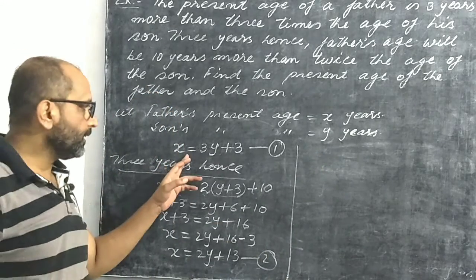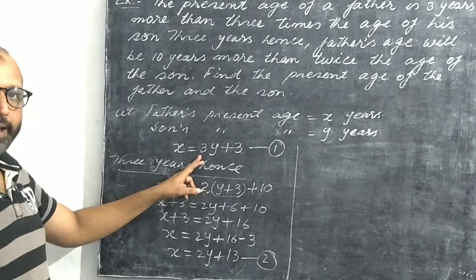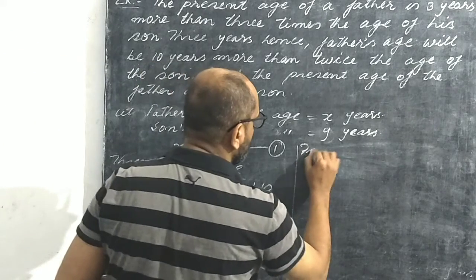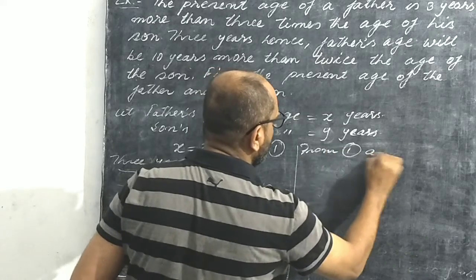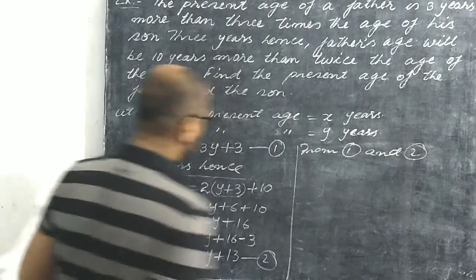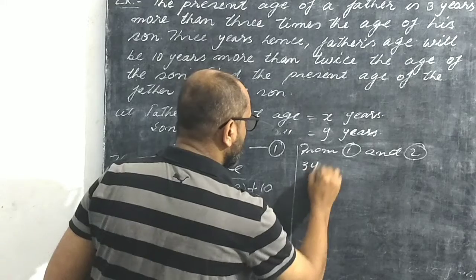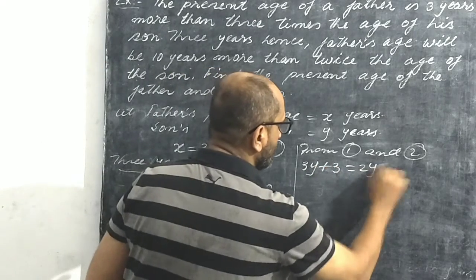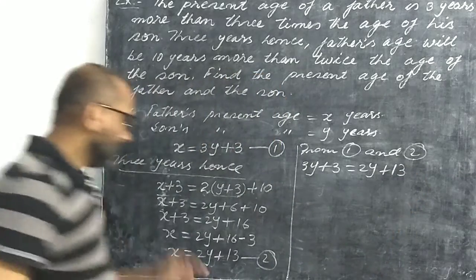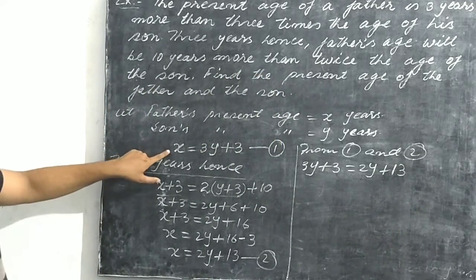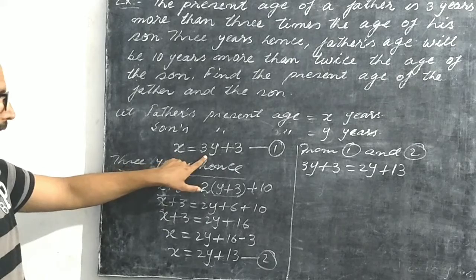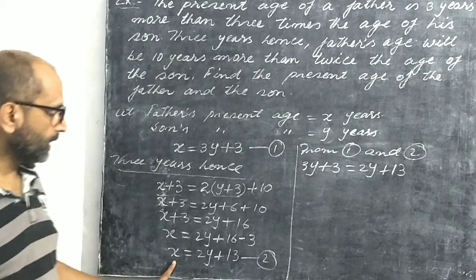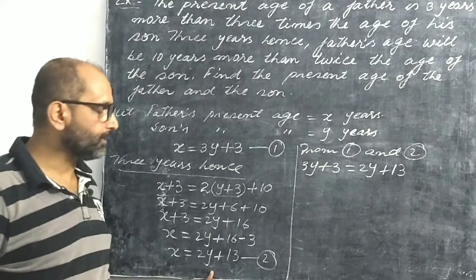Now from equation number 1, putting the value of X in terms of Y in equation number 2, here we get from 1 and 2, 3Y plus 3 is equal to 2Y plus 13. What we have done? We have substituted the value of X in terms of Y from equation number 1 in equation number 2. So we have on the left hand side 3Y plus 3, on the right hand side 2Y plus 13.